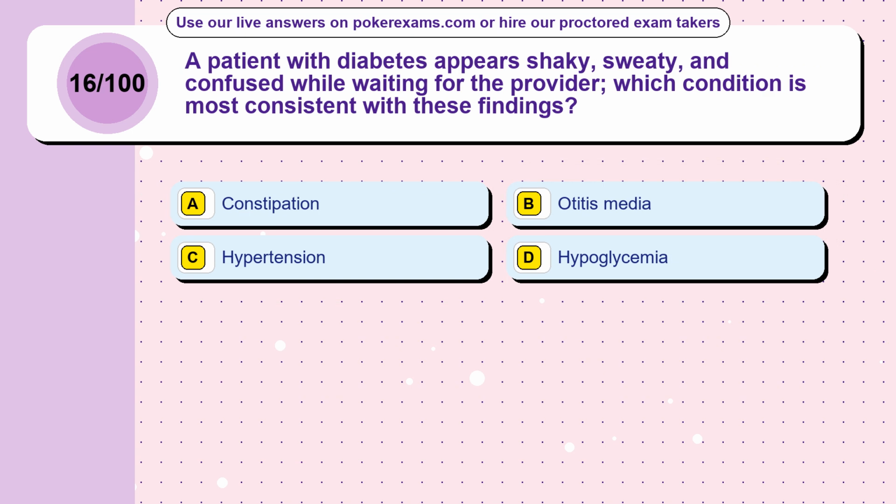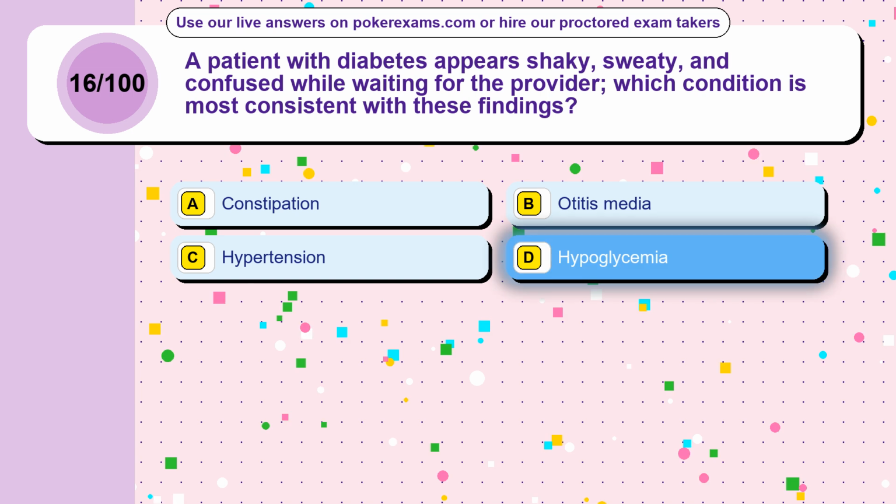Question 16. A patient with diabetes appears shaky, sweaty, and confused while waiting for the provider. Which condition is most consistent with these findings? Option A. Constipation. Option B. Otitis media. Option C. Hypertension. Option D. Hypoglycemia. The correct answer is option D.